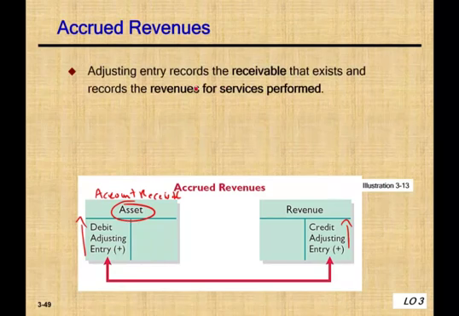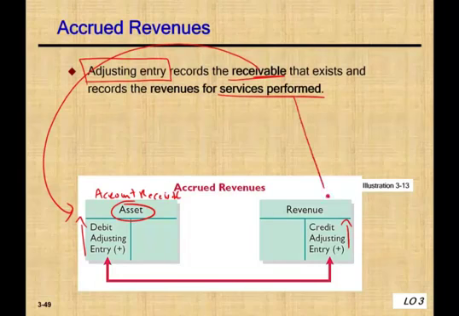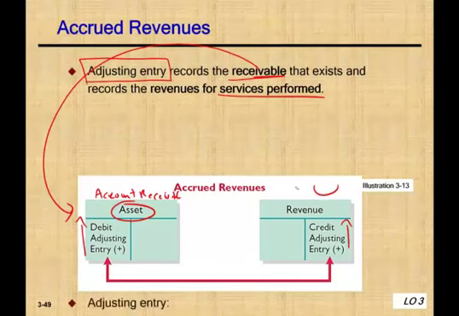So adjusting entries record the receivable that exists and record the revenue for the service performed. So this is what the adjusting entry does. It put the receivable on the books and it gives me revenue on my income statement.